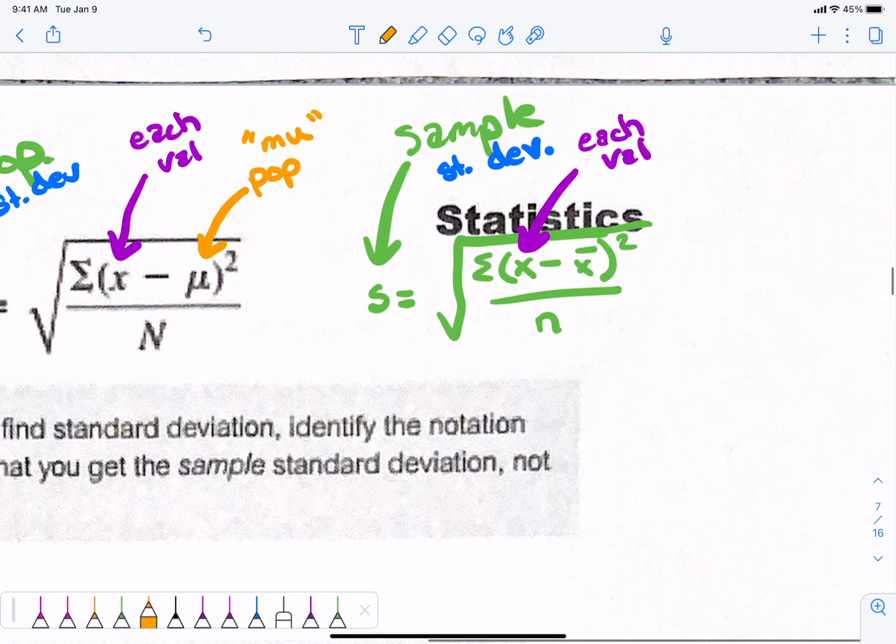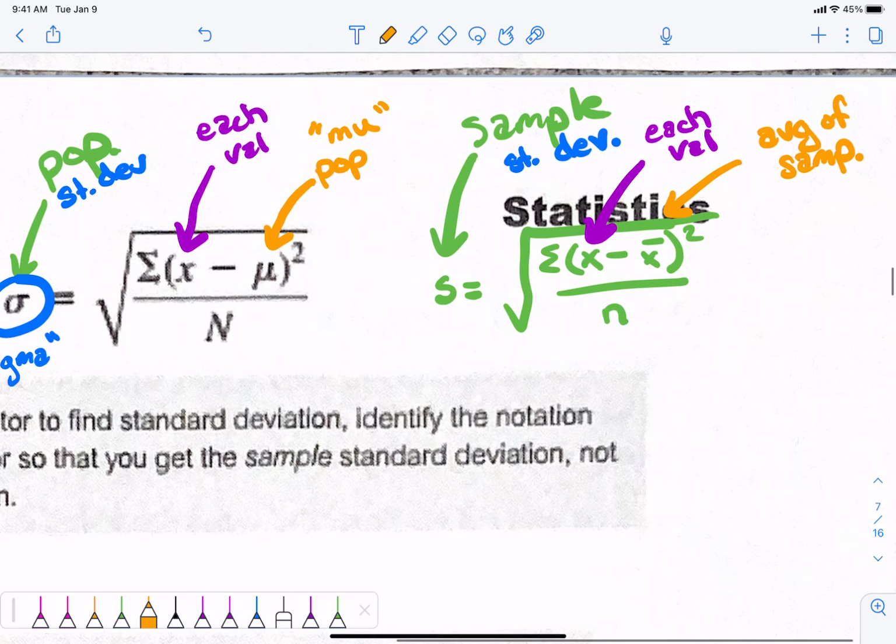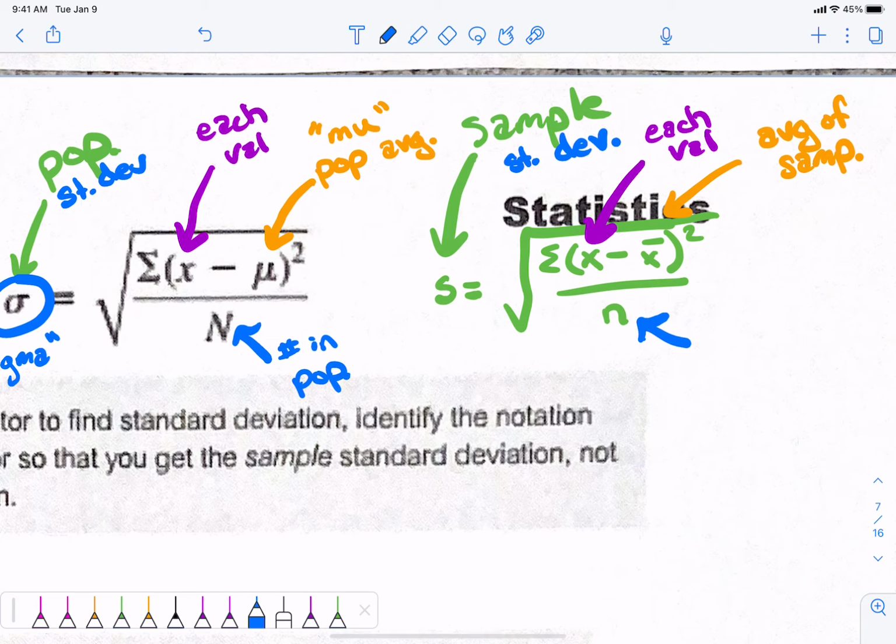Let's go over to this guy, X bar. What is X bar? Average. X bar is the average of the sample. So mu is the average of the population, right? Population average versus sample average. It's just the same formula, but two different symbols, so you know whether we're talking about a population or a sample. Okay, and then let's do N. So capital N versus lowercase n. The number in the population versus the number in the sample.